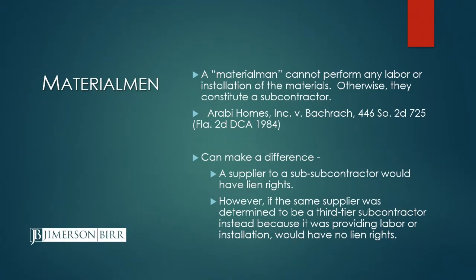This can be important because, as we talked about, a supplier to a subcontractor would have lien rights. So a pure materialman or supplier to a subcontractor, or to a sub-subcontractor, would have lien rights. So if you're a supplier to a second tier subcontractor, you're going to have lien rights. But if that same supplier was actually providing some installation or labor in connection with that, they would be considered a sub-sub-subcontractor, i.e. a third tier subcontractor, and would not have lien rights. So the distinction between supplier and subcontractor can be very important.